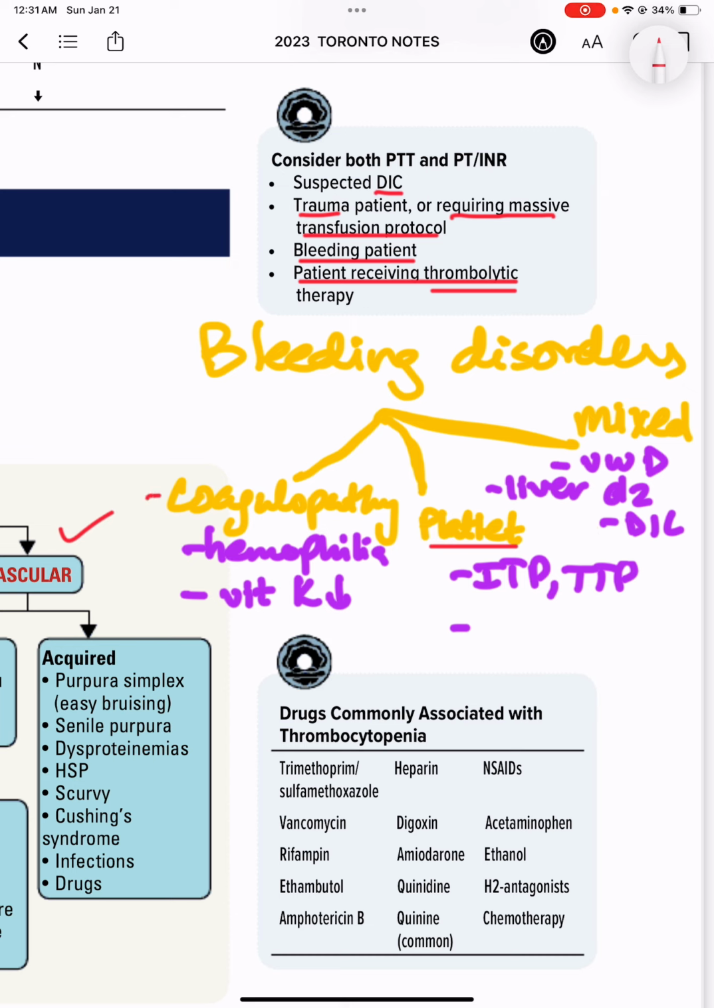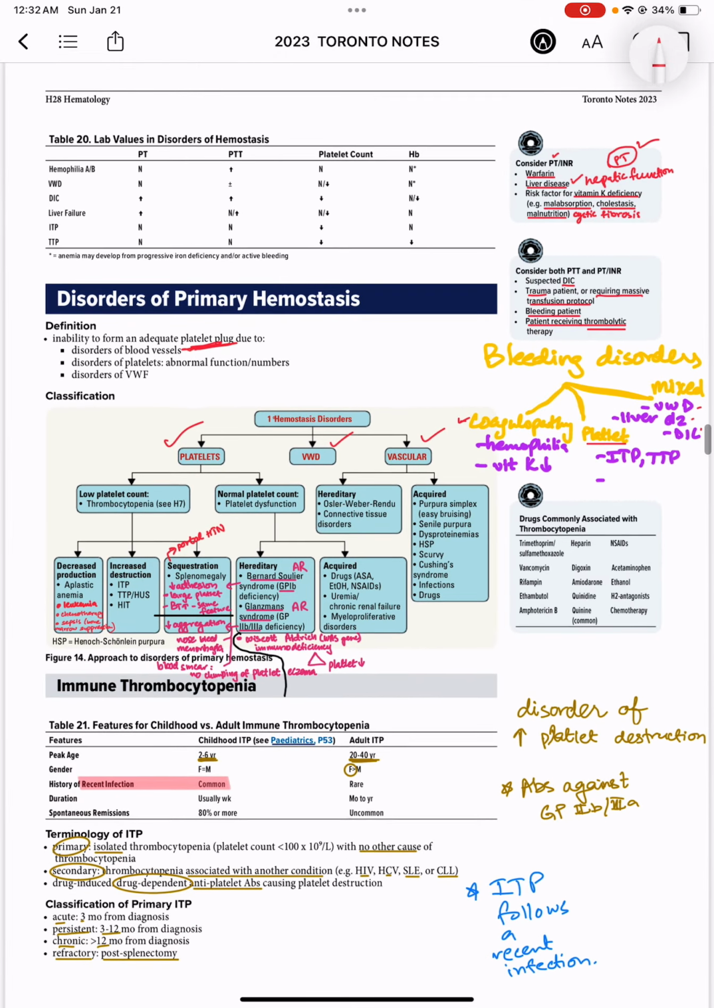Other than that, we have coagulopathy. Coagulopathy is also named as the secondary hemostasis. So bleeding disorders of the secondary hemostasis include hemophilia and vitamin K deficiency. And then we'll have some mixed disorders in which there are problems in the primary hemostasis as well as the secondary hemostasis, which are von Willebrand disease, liver disease, and DIC.